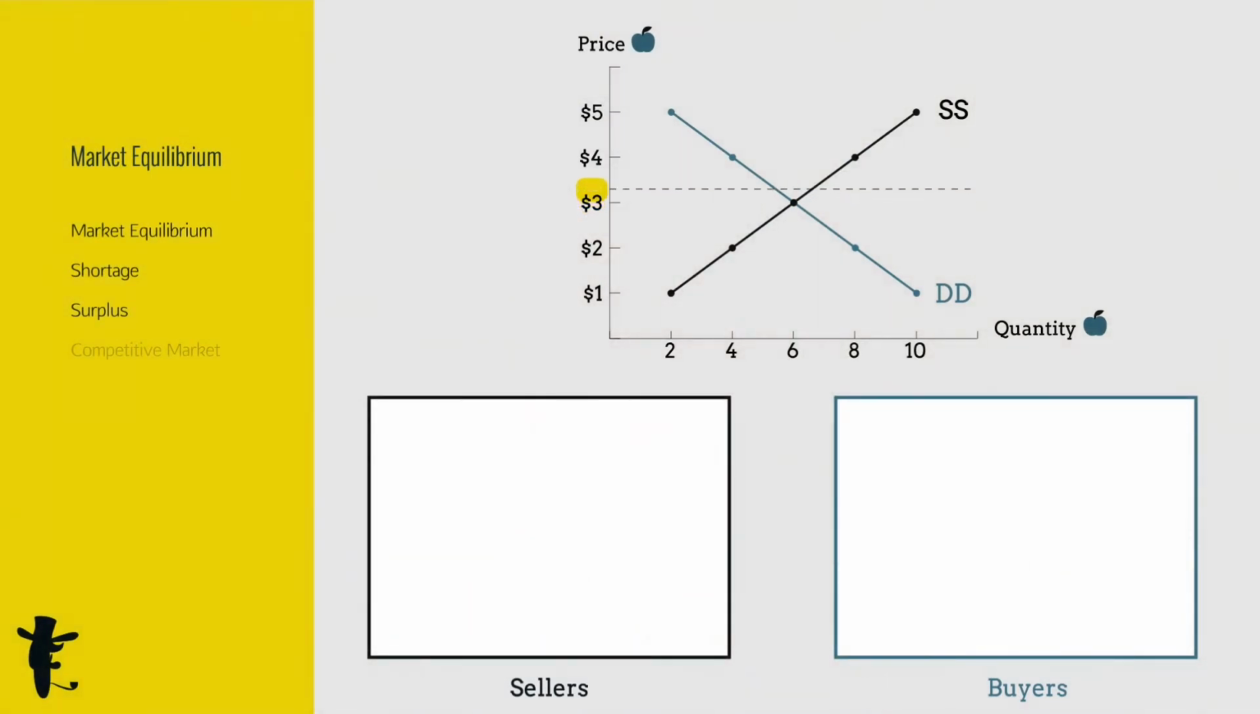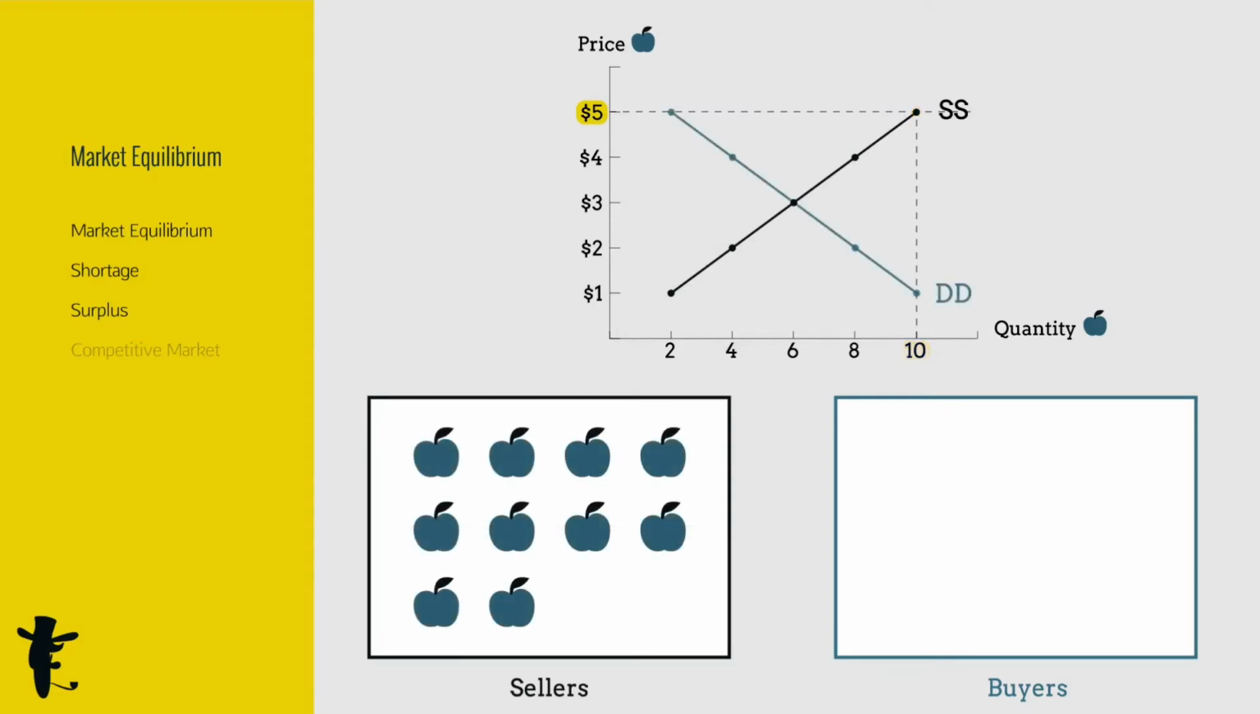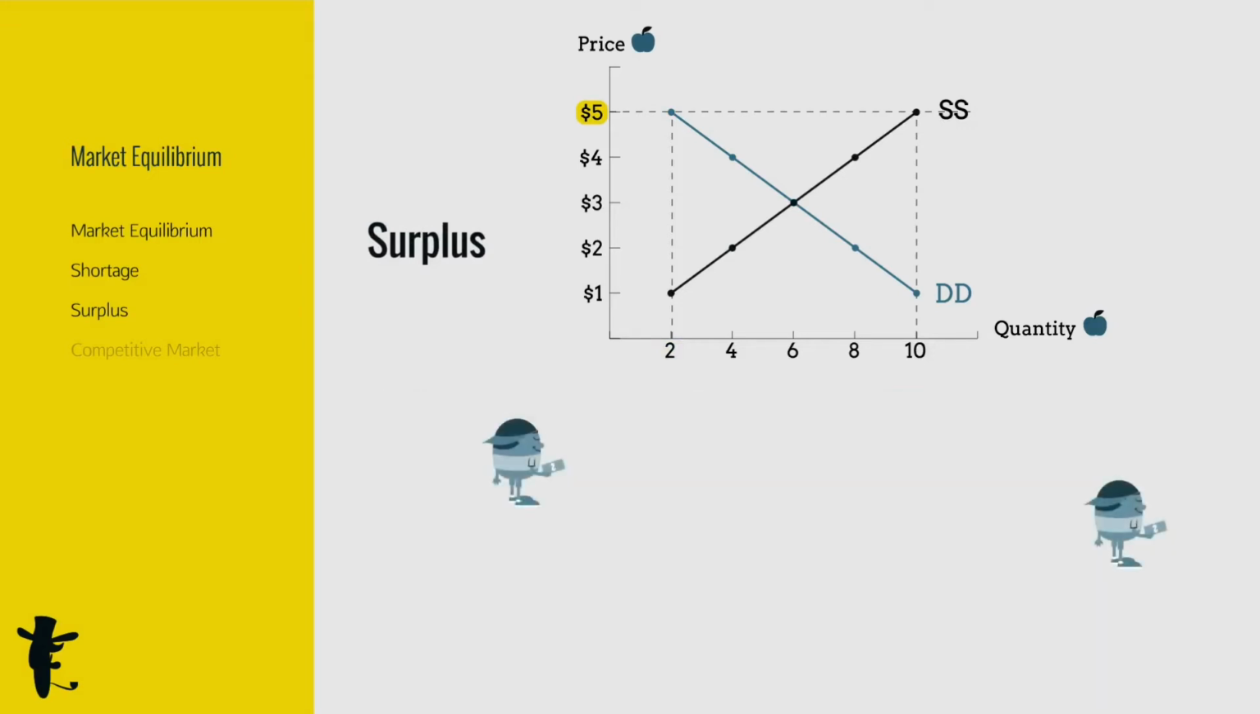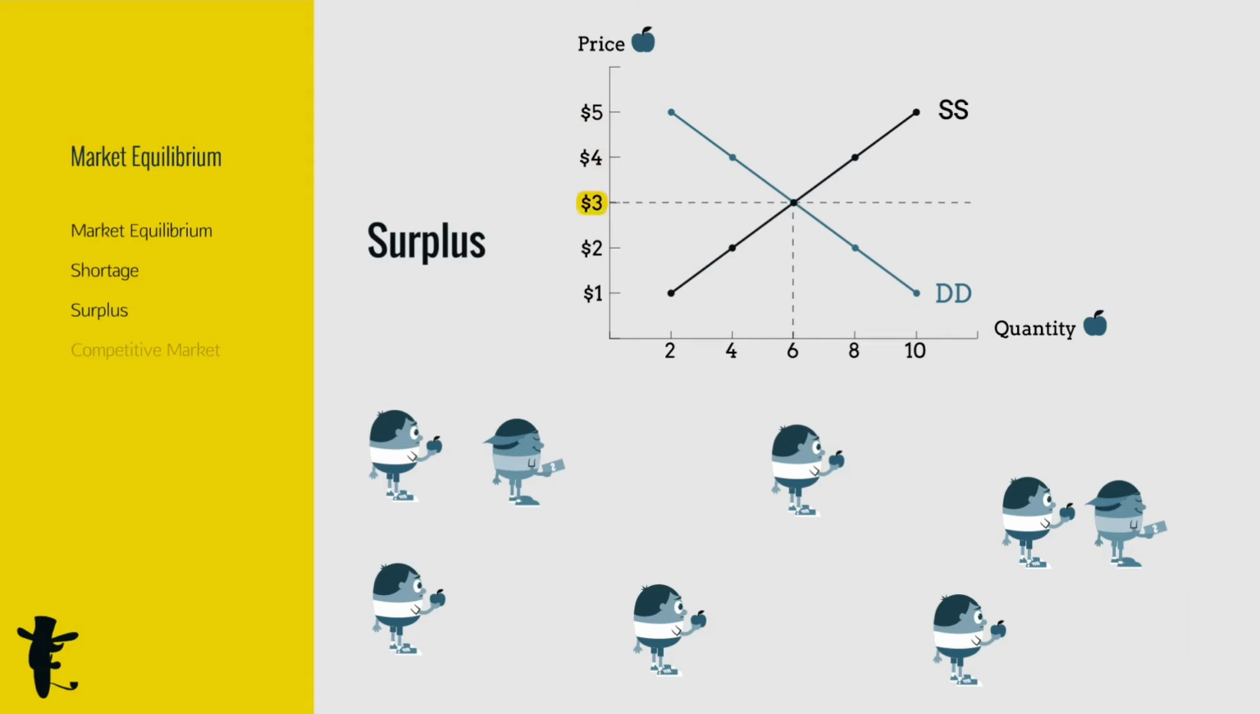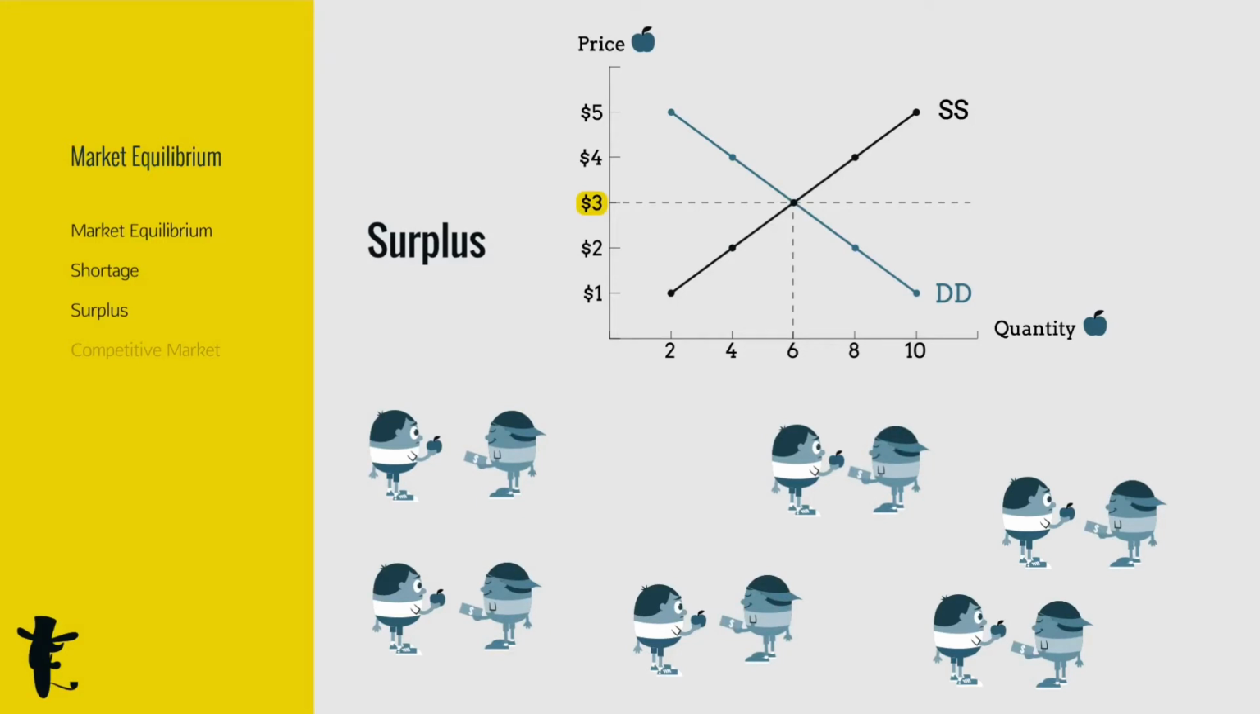At a price above the market equilibrium, say at $5, sellers want to sell this amount. Buyers, this amount. Phew! There's a surplus. With so few buyers, better drop your price or risk not selling your apples at all. As price drops, some sellers drop out and more buyers enter. Oh, back to market equilibrium. Again.